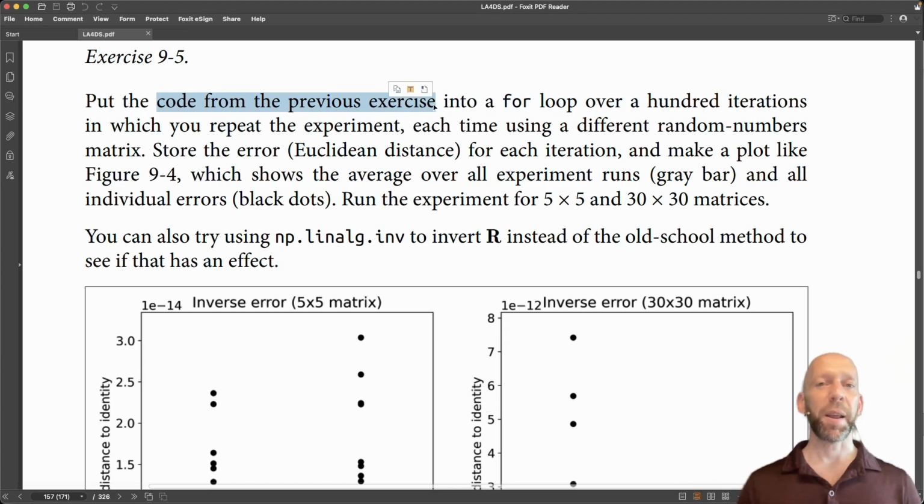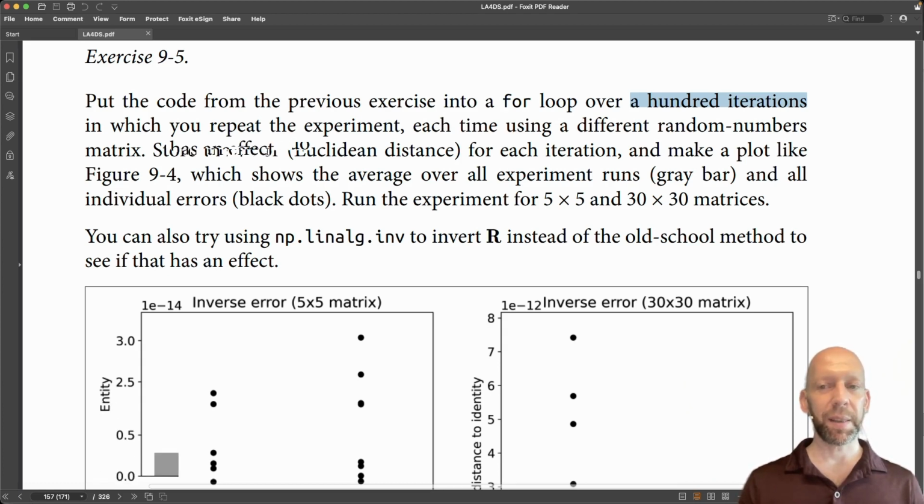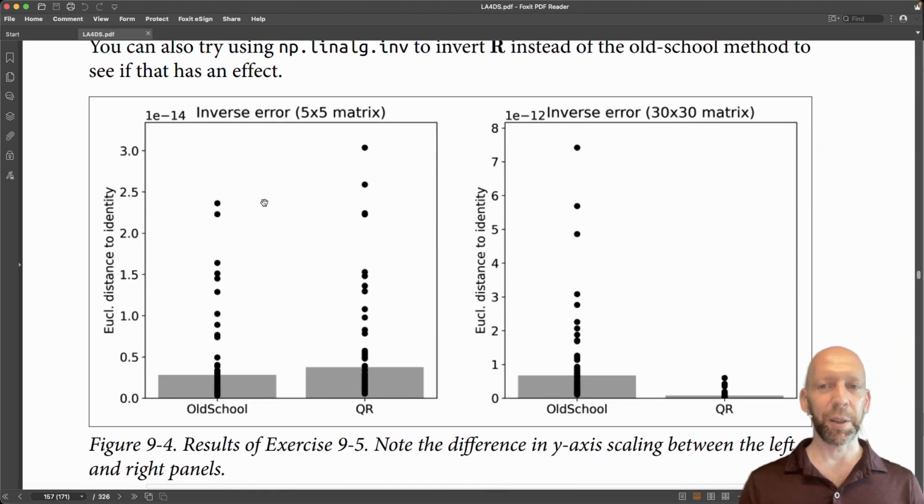so that we can run it many, many times to compute the distance or the error of A times A inverse using these two different methods, and that error relative to the true identity matrix. Okay, so we're going to run it 100 iterations. So basically, we're running the exercise 100 times, and each time we store the Euclidean distance, and then we're going to make a plot that looks like this.